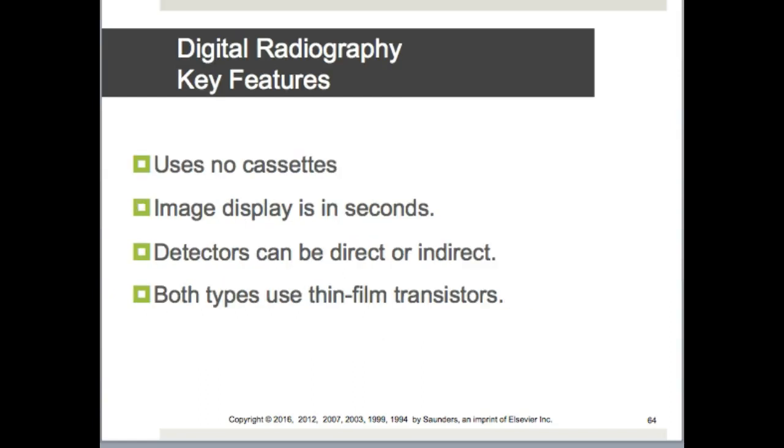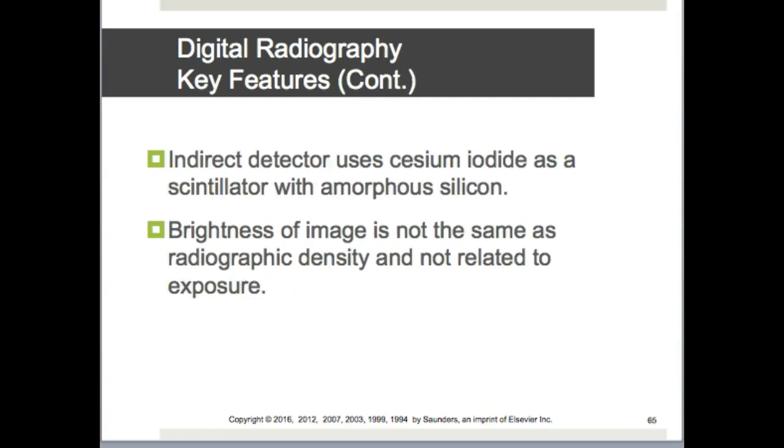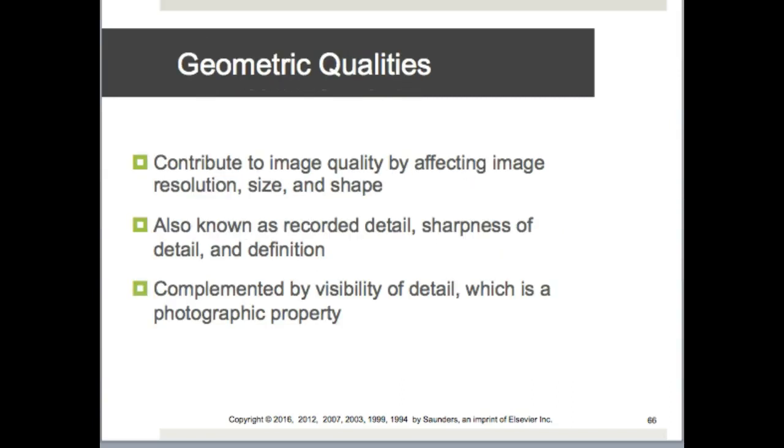All right. So on digital radiography key features: no cassettes, yippee. Image displays in seconds, yep. Detectors can be direct or indirect, and both types use thin film transistors. And like I said, we'll talk deeply about that. Indirect detectors use cesium iodide as a scintillator with amorphous silicon, and brightness of the image is not the same as radiographic density and not related to exposure.